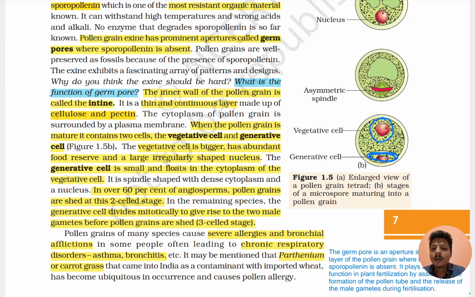Okay. In over 60% of angiosperms, pollen grains are shed at the two-cell stage. In the remaining species, the generative cell divides mitotically to give rise to two male gametes before pollen grains are shed. That is three-cell stage.